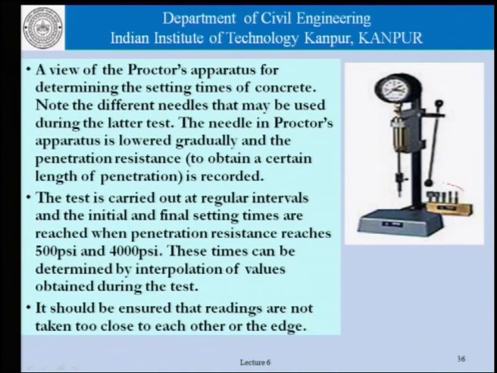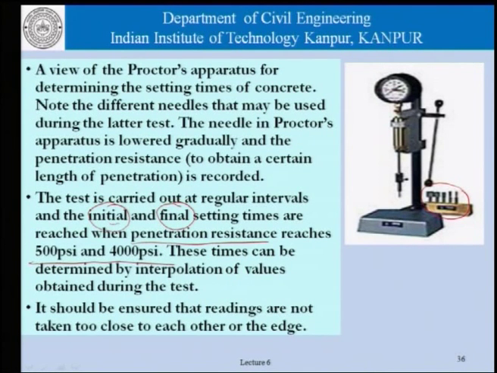Of course, we use a set of needles as shown here, and these needles are changed over a period of time as more and more setting takes place. The test is carried out at regular intervals. We study the penetration of these needles, and once the penetration resistance reaches a level of 500 psi and 4000 psi, I am leaving the conversion to SI units out here, please do it at your end, we say that the concrete has reached initial set and final set.